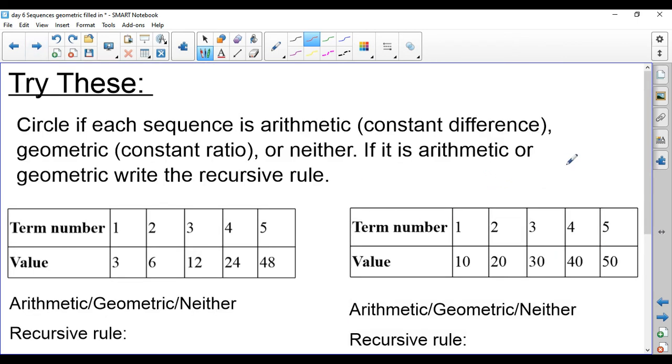Just so you know what you're doing at the very first part of the homework today, in this case, you're asked to circle whether the sequence is arithmetic, which means it has a constant difference. You add or subtract the same number each time. Or if it is geometric, where you're multiplying by the same number each time for a constant ratio, or neither. If it is arithmetic or geometric, then you write the recursive rule. If it's neither, you can just move on.